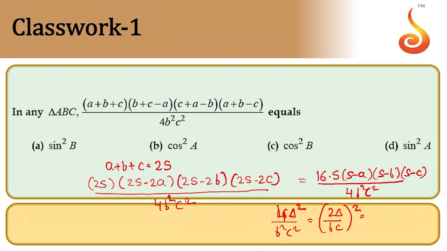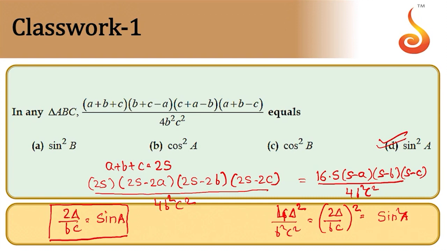Which is nothing but sine A. So the final value is sine square A. The formula is 2 delta by BC is equal to sine A. This is the formula we use here. So the answer is sine square A, option D.